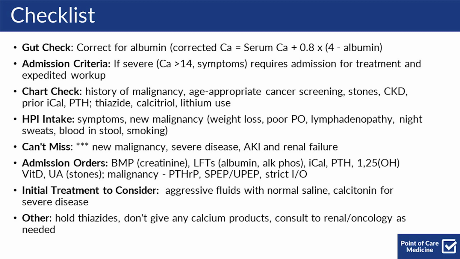The initial treatment to consider, along with this initial workup, includes aggressive fluids with normal saline and calcitonin if they have very severe disease. You can also hold their thiazides, don't give them any calcium products, and consult renal or oncology if you think it's necessary.